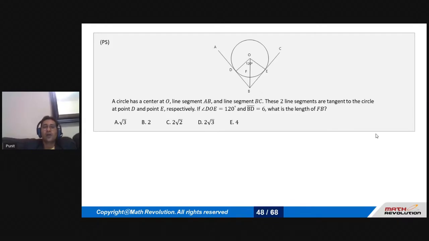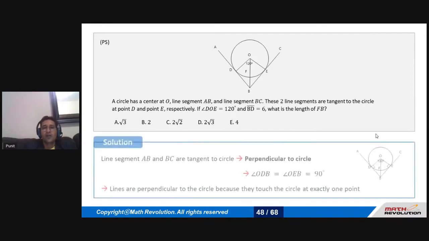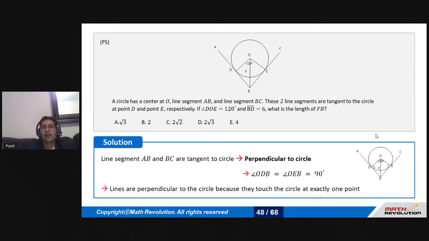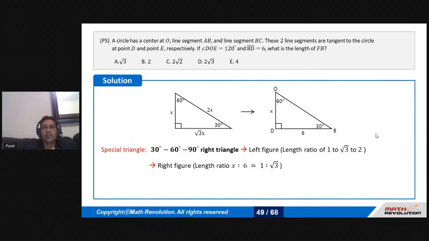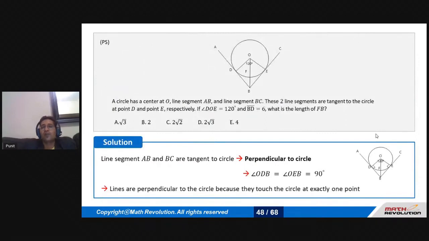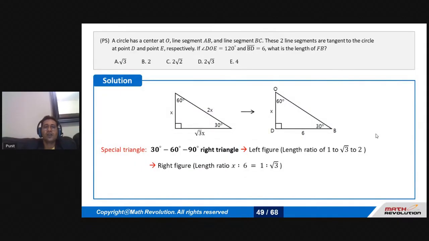Angle DOE is 120 degrees, and BD is equal to 6. We have to find the length of FB. We know angle ODB and angle OEB would be 90 degrees. This is where I was telling you that special angle triangles have to be applied. They will not give you a direct question. They'll give you a question in which you have to apply it.